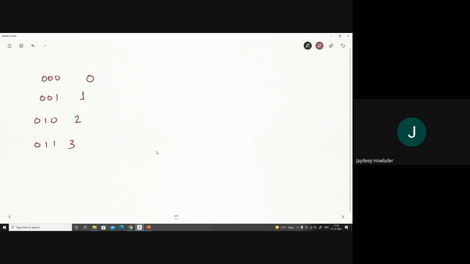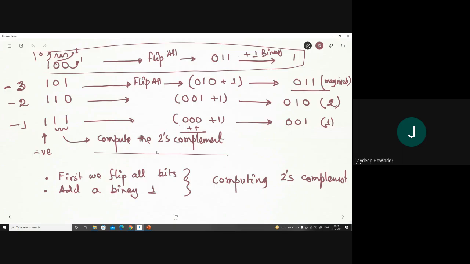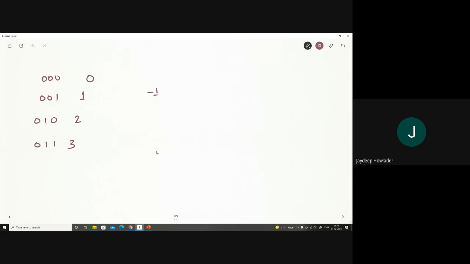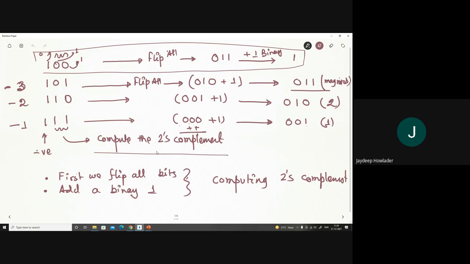What are the negative values we have mapped? We have mapped -1. How does -1 look? It is 1 1 1. Then -2 will look like 1 1 0, and -3 looks like 1 0 1. Sorry, let me just check it. -3 is 1 0 1, then 1 0 0 1.